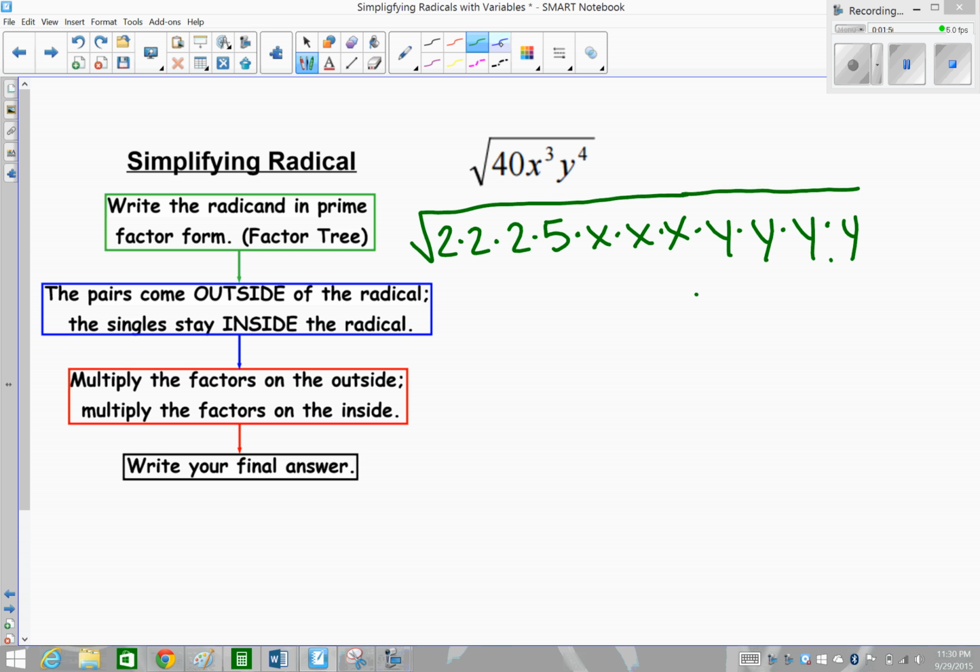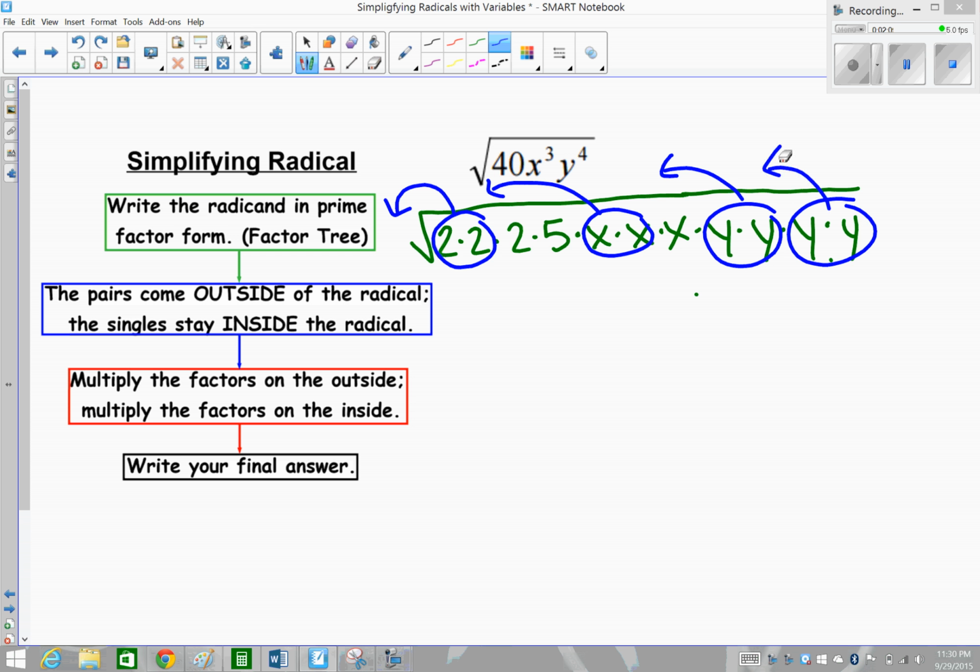Now, the next thing that we'll look for are the pairs. The pairs come outside of the radical and the singles stay. So I see a pair of 2's. Those will come out of the radical. Here's a single 2, a single 5. I see a pair of x's. Those will come out. And I have 2 pairs of y's that will come out of the radical. So on the outside of the radical, we have a 2, a pair of x's, and a pair of y's has come out, and another pair of y's. Underneath, the singles are going to stay, the 2, the 5, and an x.